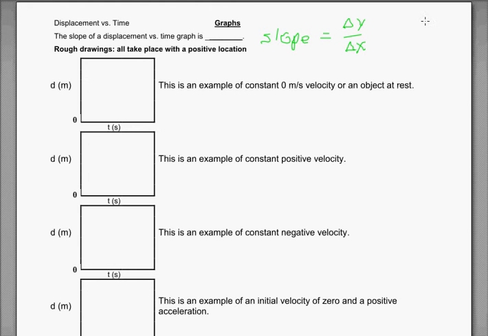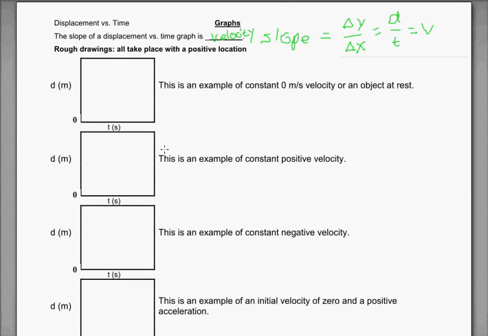We'll take a look, this is going to be d, and this is going to be t. And on your reference table, you'll find that this is going to equal velocity. Okay, so the slope of this graph is, let's see if I can fit in there, velocity. Yay for Mr. Shaw.